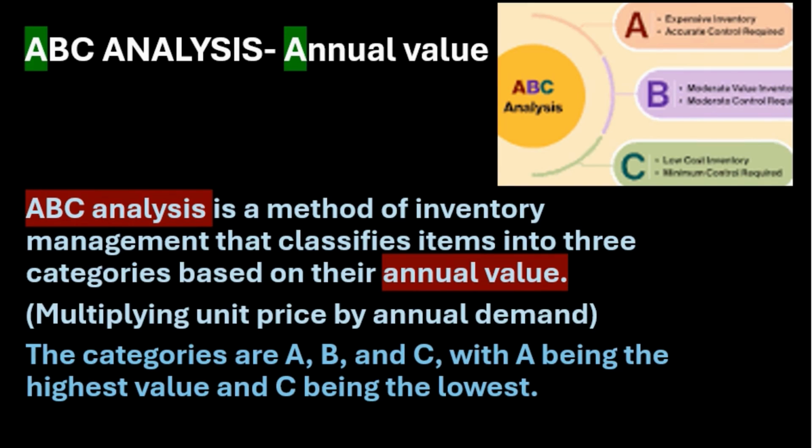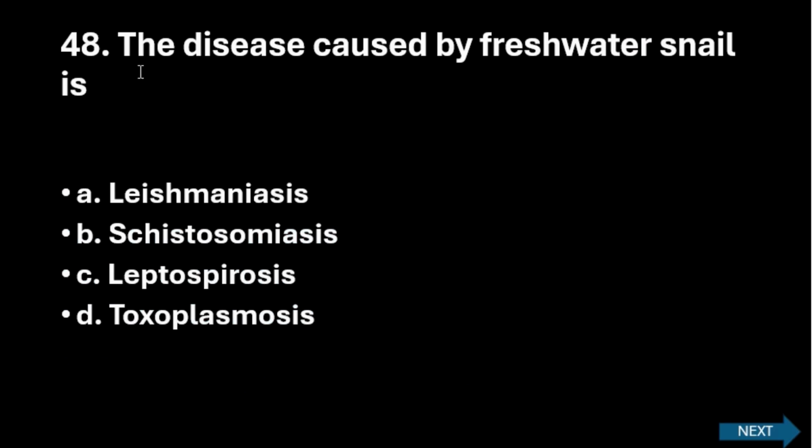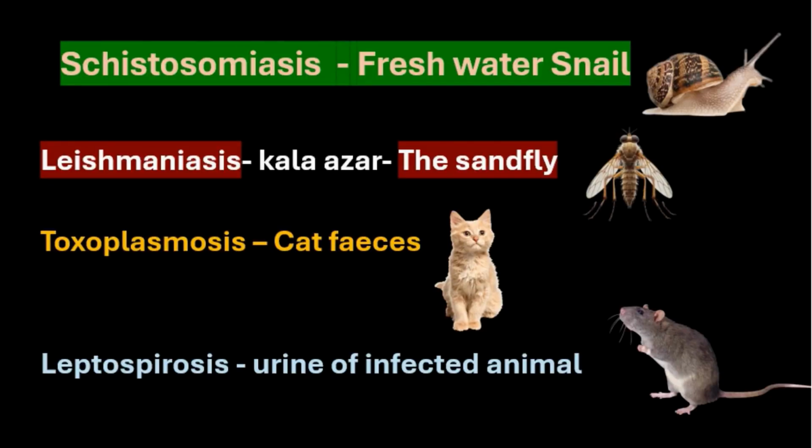Next question. The disease caused by freshwater snail is option A leishmaniasis, option B schistosomiasis, option C leptospirosis, option D toxoplasmosis. Here the right option is schistosomiasis. You can see the different vectors and the agents here. Schistosomiasis is by freshwater snail. Leishmaniasis is also called Kala Azar. This is one of the important and repeated questions. Kala Azar is caused by the sandfly. You can see the picture here.